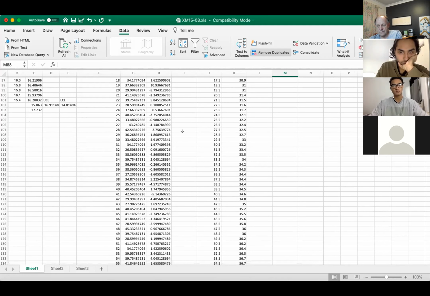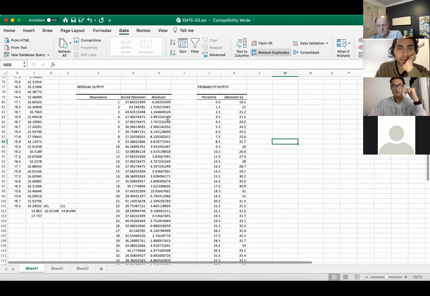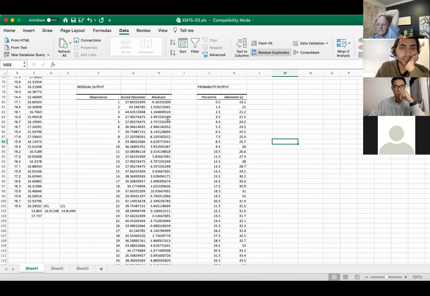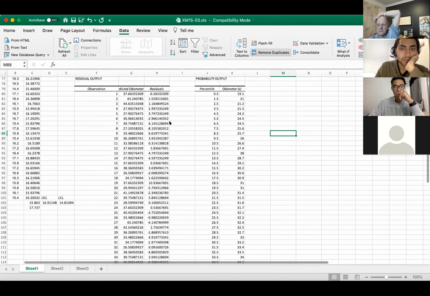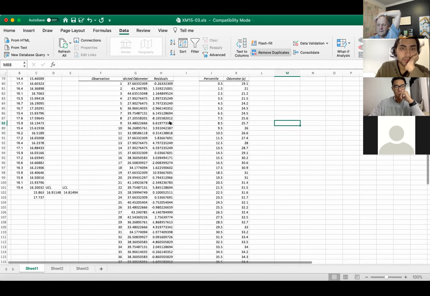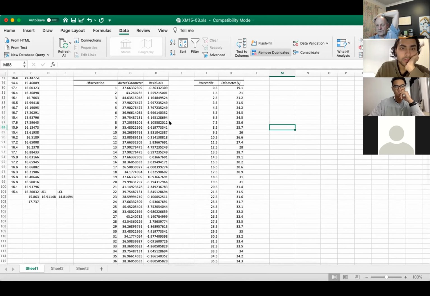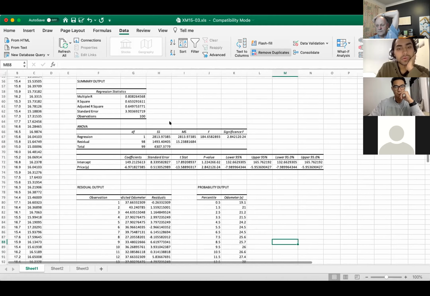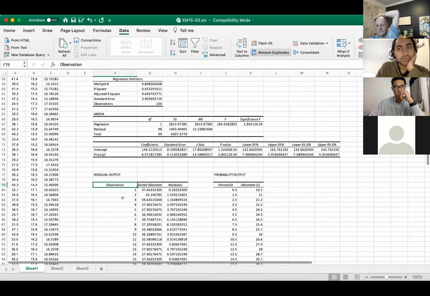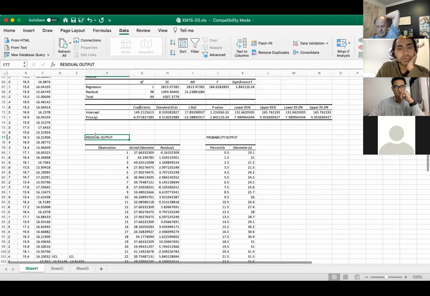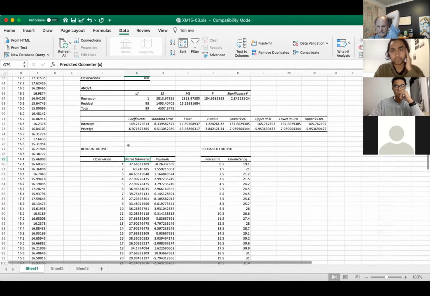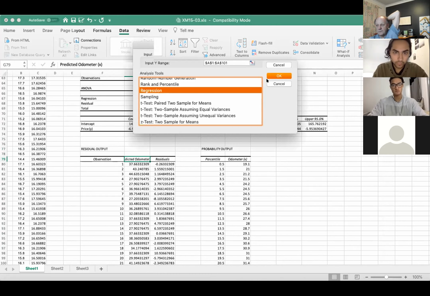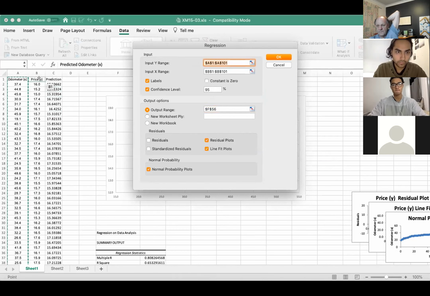These predictions should be the same as our predictions. So scroll down to the bottom. Observation 137.663. Oh, okay. I think we've put the things in the wrong order. Can you see what I'm talking about? We predicted the odometer. We should have predicted the price.